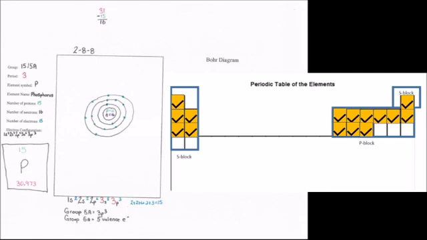If we take a look then at our electron configuration, 1s2, 2s2, 2p6, 3s2, 3p1, 2, 3, 3p3. We add up all of those electrons, that 2 plus 2 plus 6 plus 2 plus 3, that's going to give us 15.